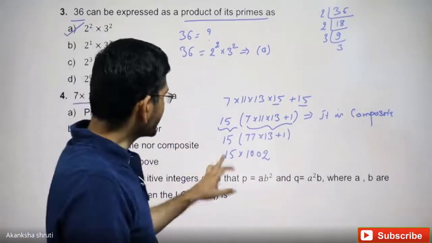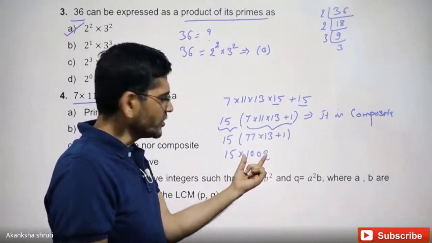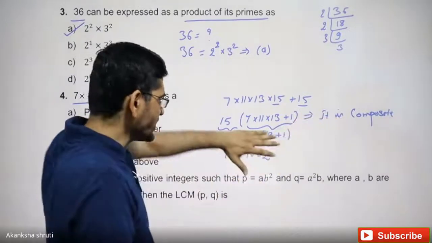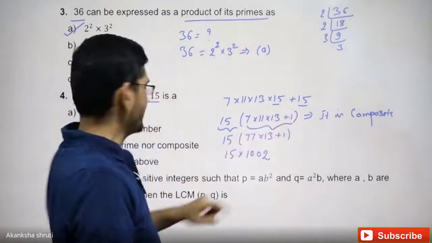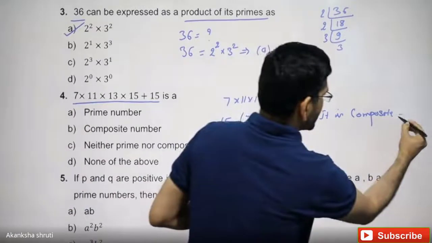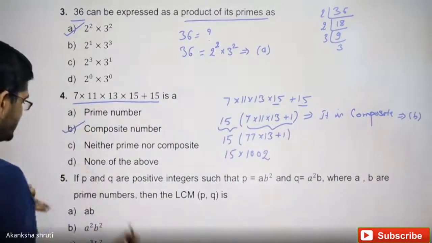So here we are getting this number as the product of these two numbers. Even this 1002 is also an even number. Therefore, it is composite. But no need to go after this step. Try to write in this form that we have learned in our regular class also. Therefore, the answer is B. So option B is correct.